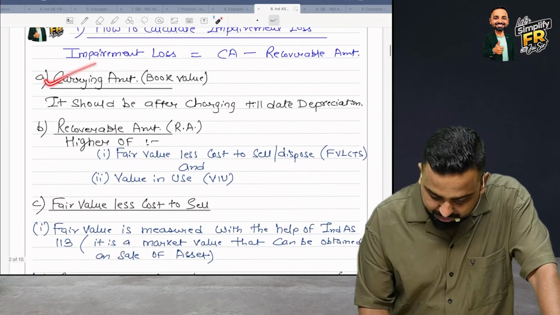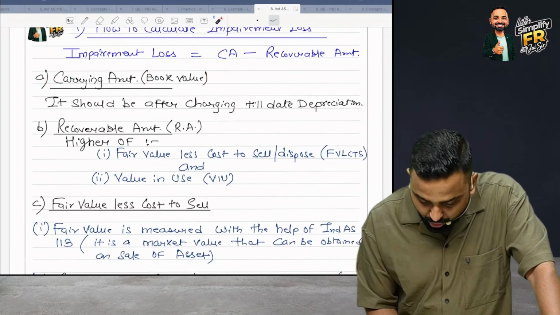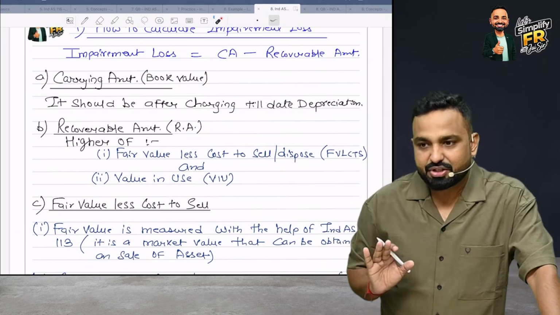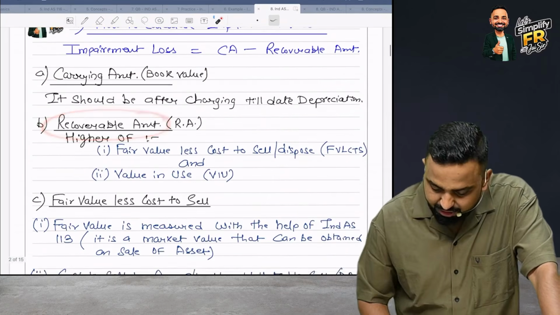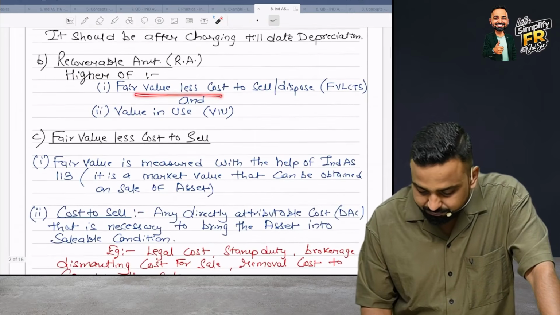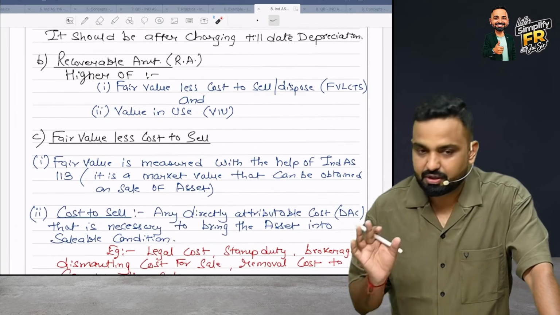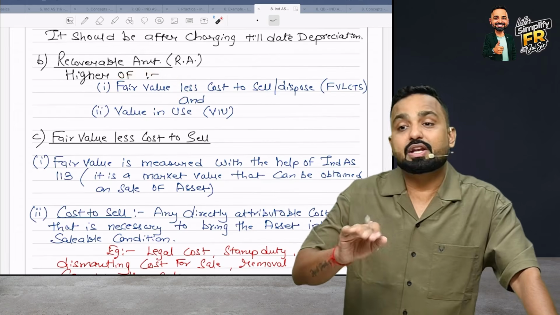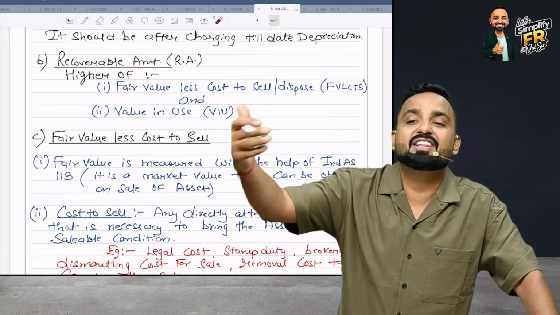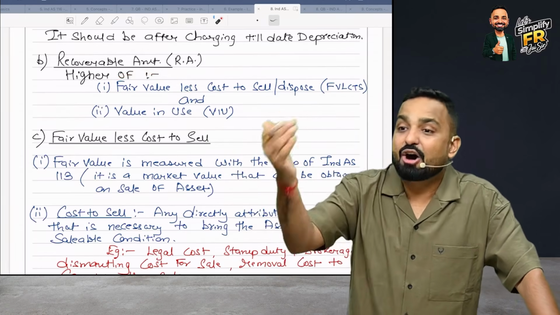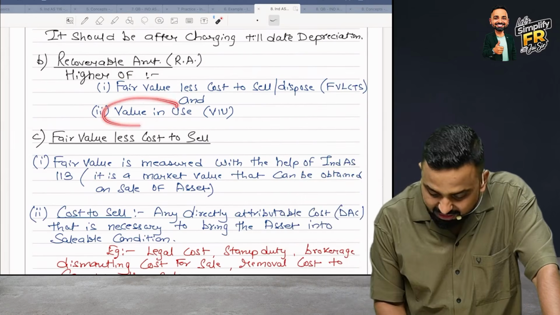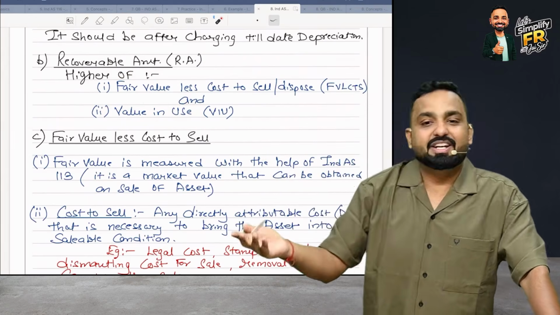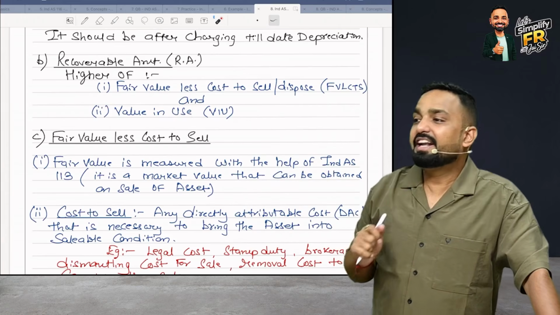First of all, what is carrying amount? It is book value. We always calculate carrying amount after charging depreciation till date. And what about recoverable amount? It is the higher of fair value less cost to sell or value in use. When you are calculating fair value less cost to sell, it means you want to sell the asset: by selling the asset, how much will you realize? And when you are calculating value in use, what is the intention? By using the asset, how much will you derive?